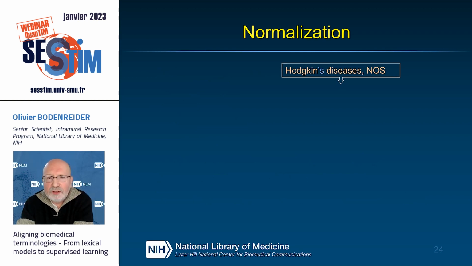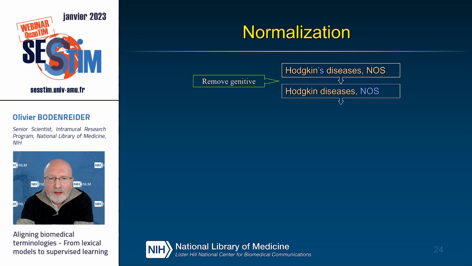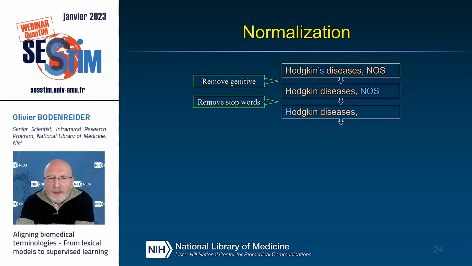So what does normalization look like? Let's look at an example. We're picking a disease, Hodgkin's disease, and the term here is Hodgkin's disease, NOS, which stands for not otherwise specified. And this is a term from the International Classification of Diseases. So we remove the genitive mark, the apostrophe S, because we know it's not meaningful. We remove not otherwise specified because what does it tell you other than you don't know more about the thing? So we consider it a stop word and we would remove the stop words in general.